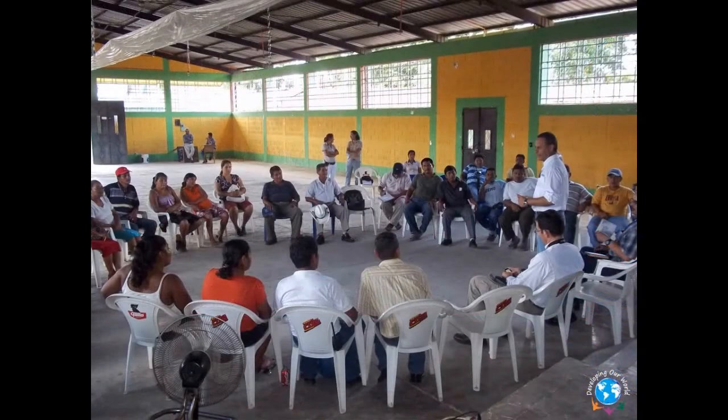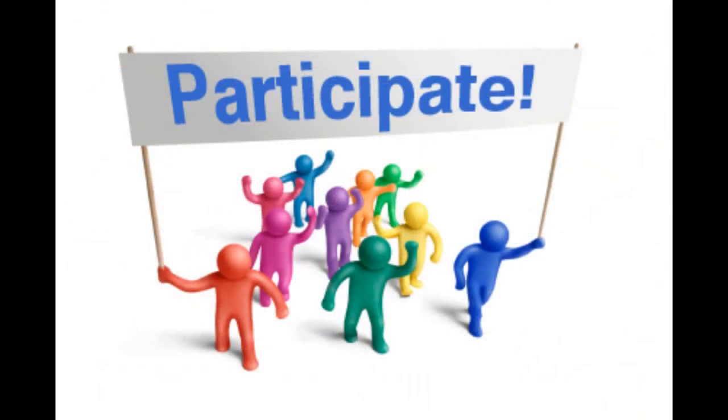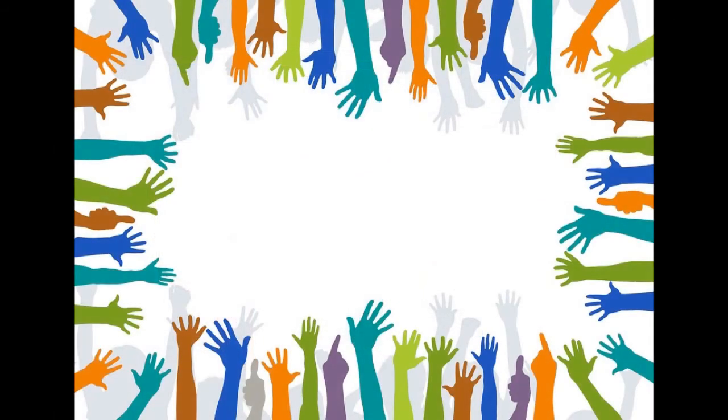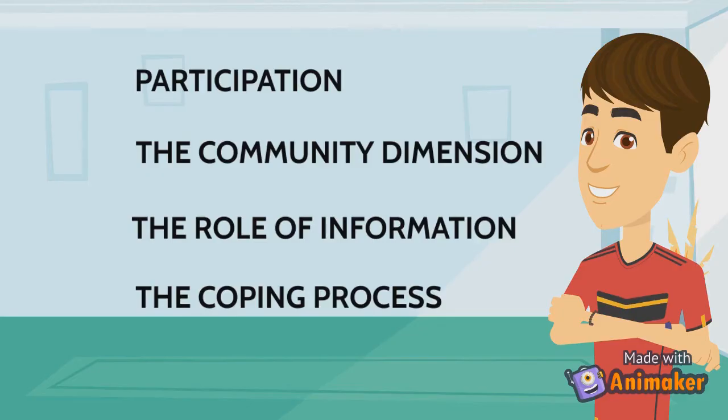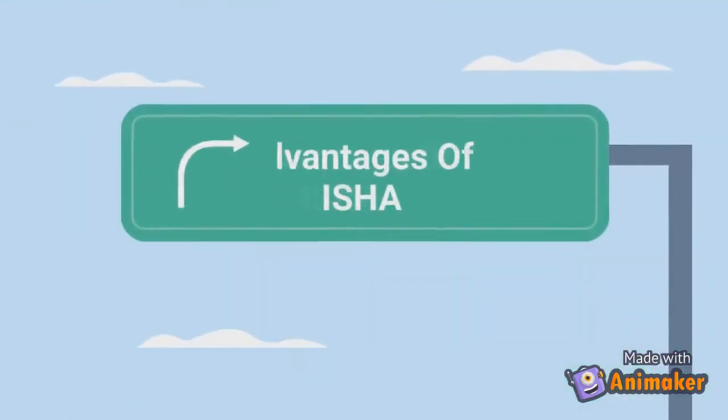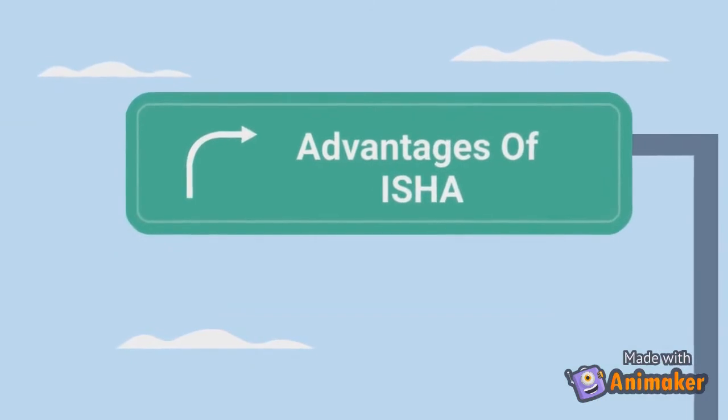The community dimension refers to the number of people making up the size of the community. However, having a good community dimension doesn't necessarily mean that you have to have a lot of members involved. Instead, even with a few members, majority should be having the same decisions and views in order to have a majority status. So what are the advantages of ISHA?